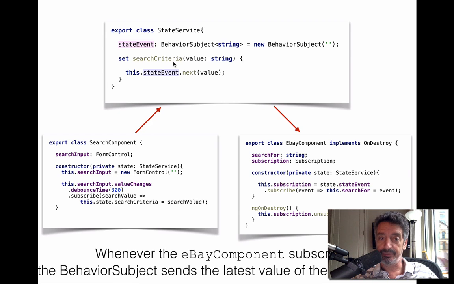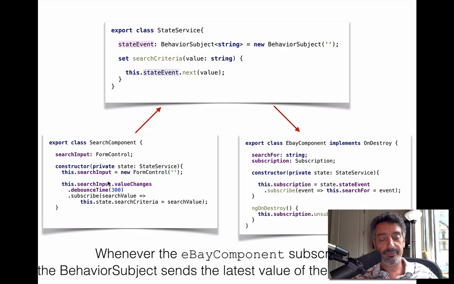So I store it in this setter. Whenever my search component gives me a new value like AAA, what do I do? I say push it into the state event. Push to whom? I don't know, whoever is subscribed by this time. In my example, it was eBay, by the way.